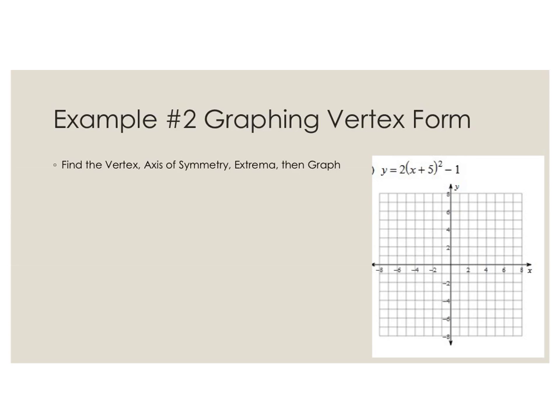Okay, we're going to do another vertex form. We're going to find the three things and graph it. So make sure you have a graphing calculator. A is 2, positive, so think opposite. We have a minimum value.